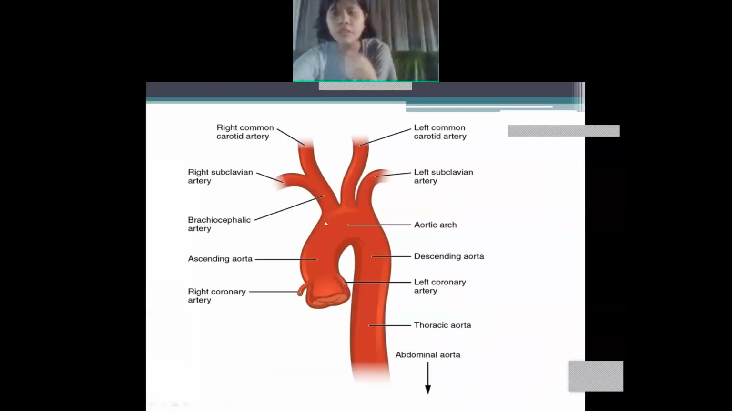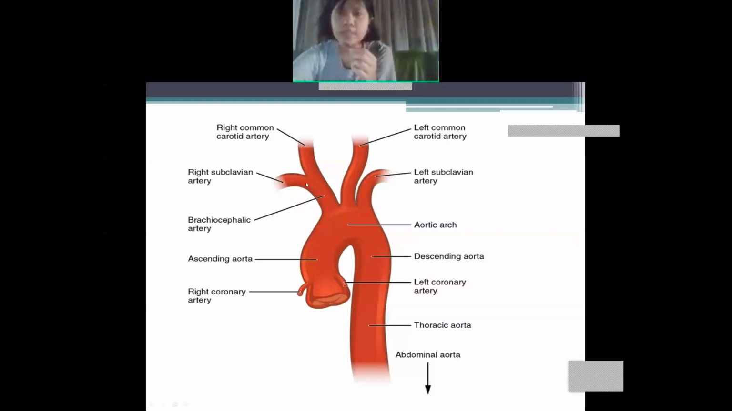And next is the aortic arch, or arch of the aorta. You will find that it is divided into three branches. One, two, three. So what are the names of those three parts? First is the brachiocephalic artery, this one. Next is the left common carotid artery, this one. And the next is the subclavian artery, this one.